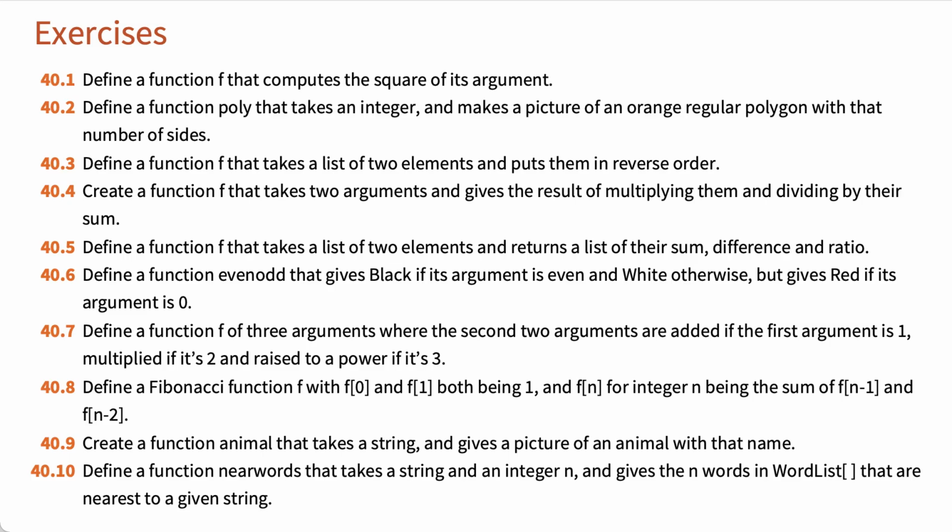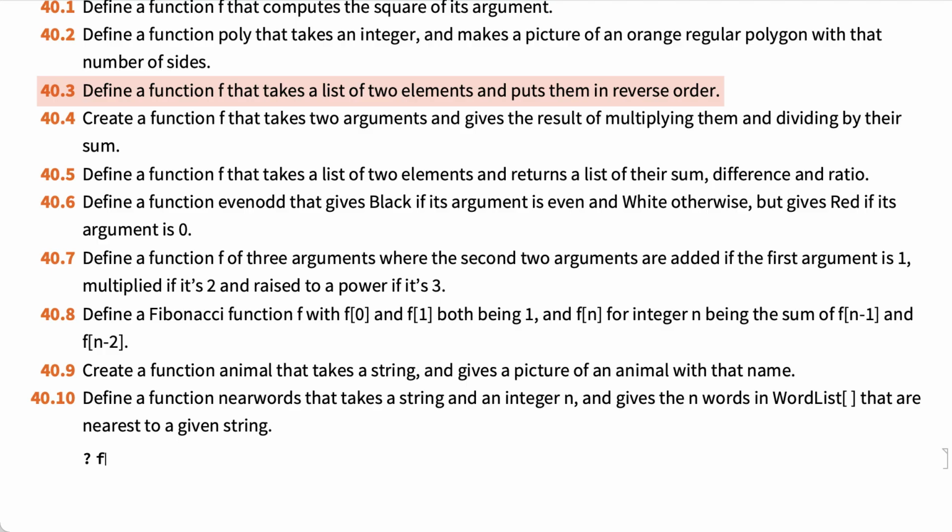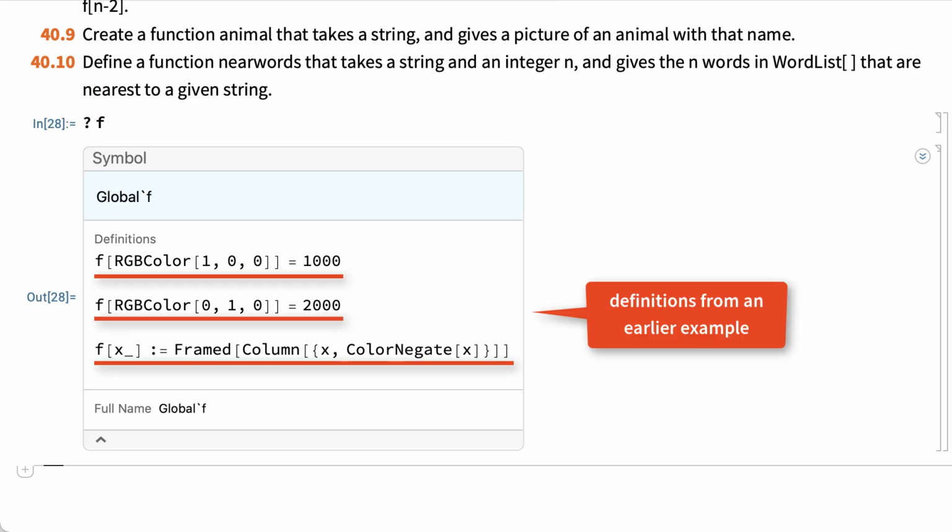As an example, consider exercise 40.3. Define a function f that takes a list of two elements and puts them in reverse order. Before getting started with entering new definitions for f, it is useful to check that there aren't any existing definitions for the same function. In the Wolfram Language session shown here, for example, there are definitions for f that were entered as part of an earlier example.